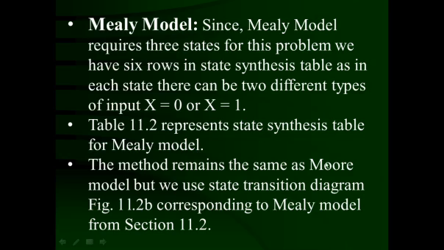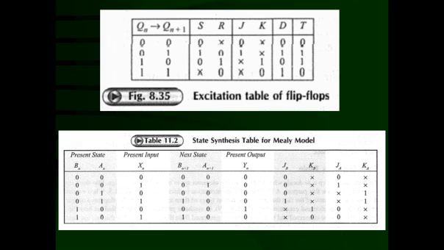Table 11.2 represents the state synthesis table for the Mealy model. The method remains the same as the Moore model, but we use state transition diagram figure 11.2b corresponding to the Mealy model from section 11.2. How to prepare a state synthesis table for the Mealy model? This can be prepared using the state transition diagram of the Mealy model as well as the excitation table of the JK flip-flop, because we are going to utilize the JK flip-flop here again.